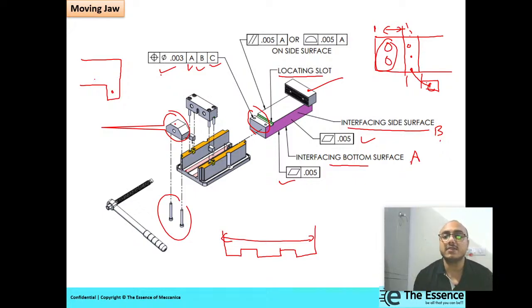So we have seen this for the movable jaw. Now the other side we can use profile tolerance, or we can use parallelism with respect to A on the other side of the surface. Both are okay. I will go with the parallelism. So that will suffice the job. So this is how we can select the geometric tolerances.